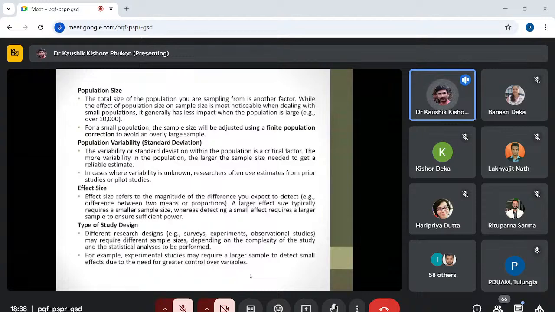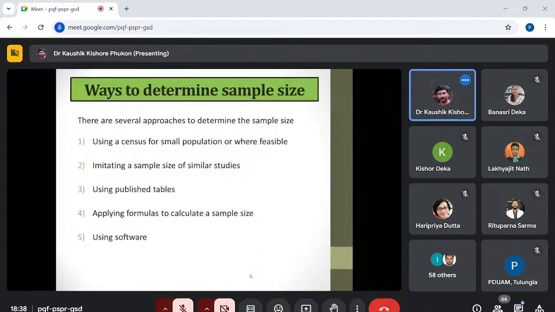Then ways to determine sample size. So sample size determination, I have already said this is not a very easy thing. So these are the 5 different ways to determine a sample size. Using a census for a small population where feasible. What you have to do, you just study the whole population. If the population is small, suppose 500, okay, you study the whole population, no problem.